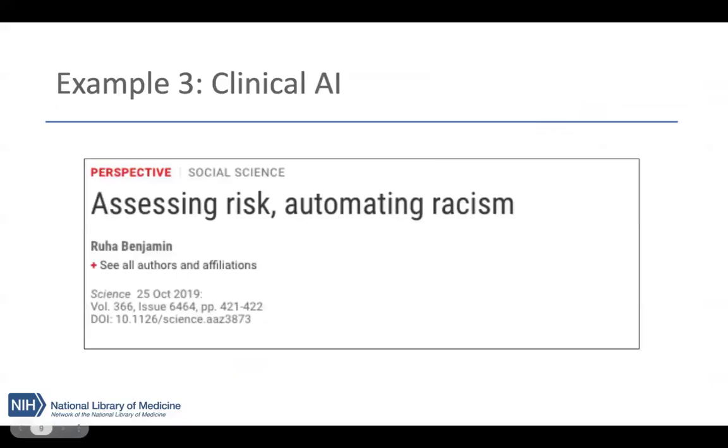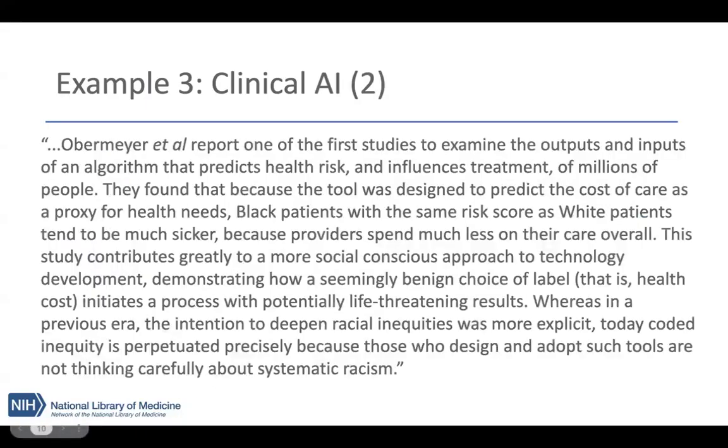Another area where we may see the law fall short for our own ethical values, at least for now, is in the use of AI in clinical settings. In 2019, Dr. Ruha Benjamin wrote an editorial on risk assessment algorithms and racism. Now, I know this is a lot of text, but I want to read it out loud to you and let Dr. Benjamin's words speak for themselves.